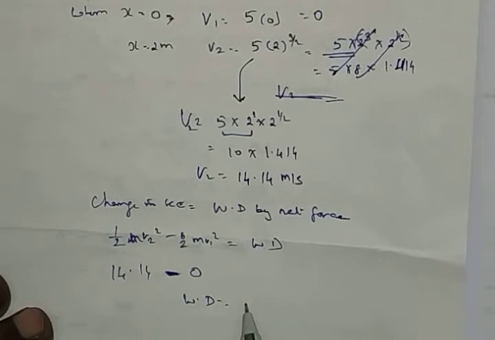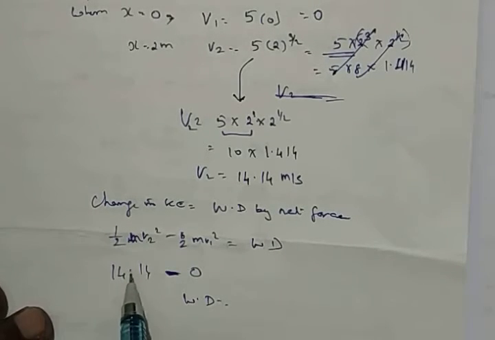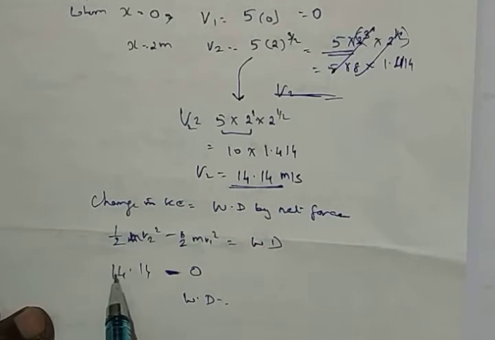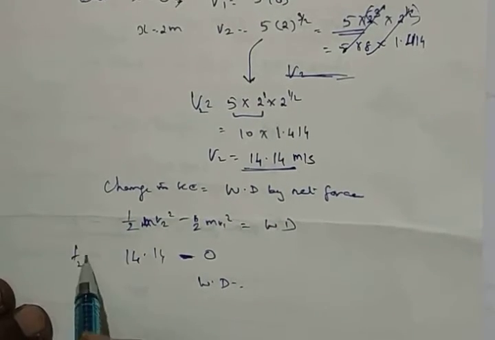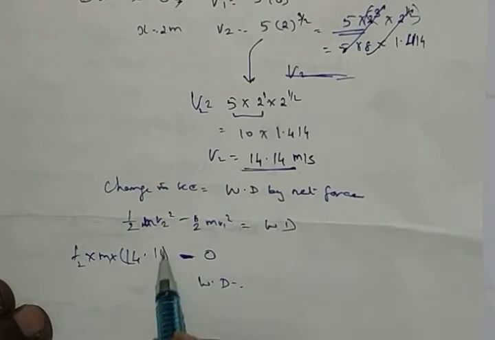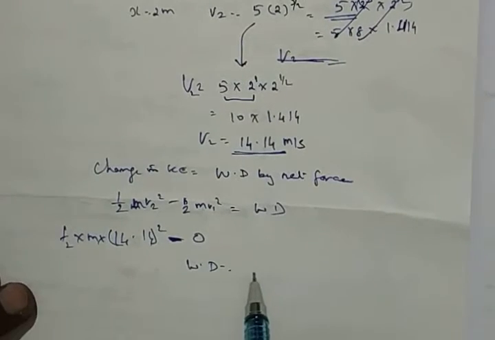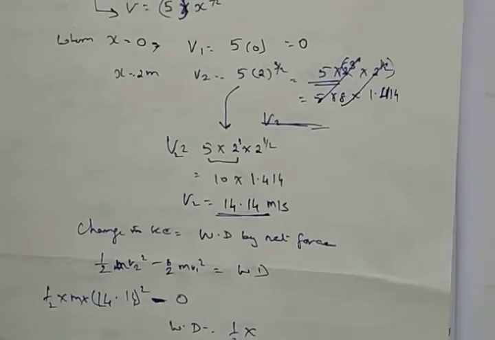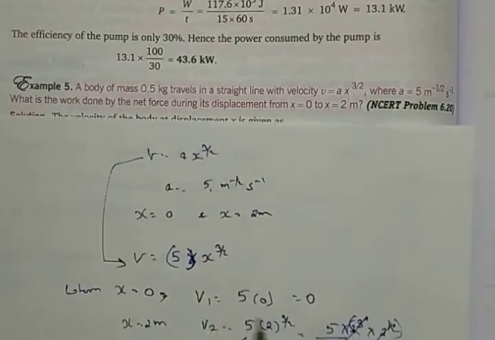Okay, so what is the work done here? It is not 14.14. 14.14 is just a value here, right? It is going to be half into mass into 14.14, the whole square. So work done is equal to half. What is the mass here? The mass value is 0.5.